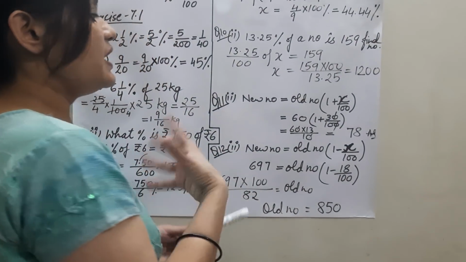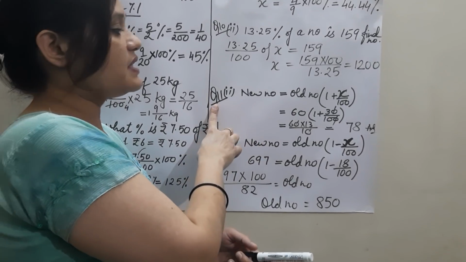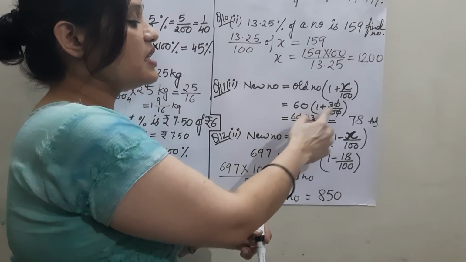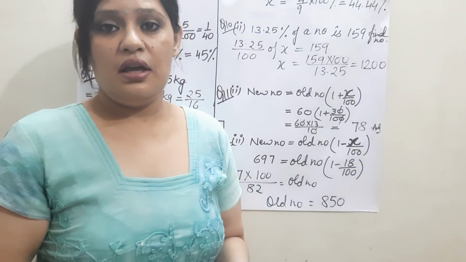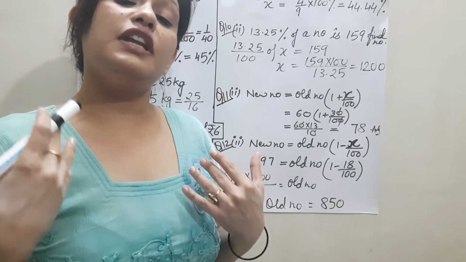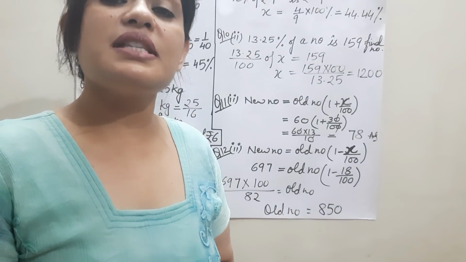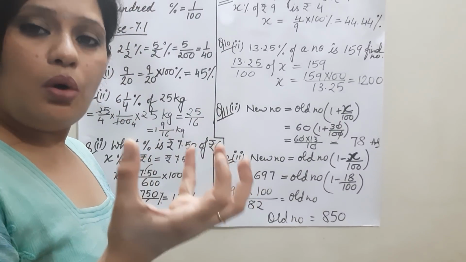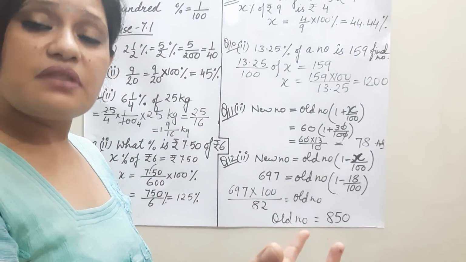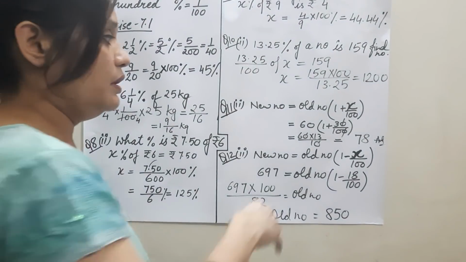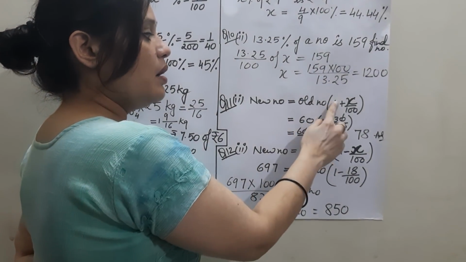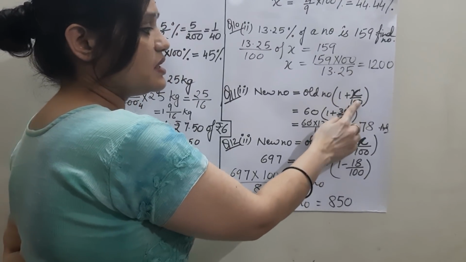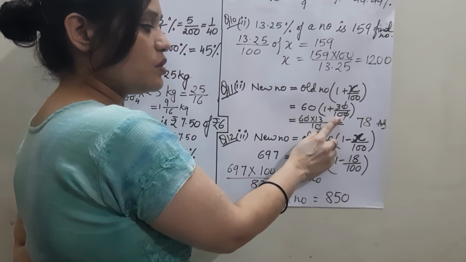Clear? So if we read the question once again, question number 11 says the number 60 is increased by 30%. What will you get after increasing 60 by 30%? So 60 is the old number which is increased by 30%. We need to find the new number. So the old number is 60, 1 plus it is increased by 30%. So x will be replaced by 30, because of the percent sign 100 is already there.